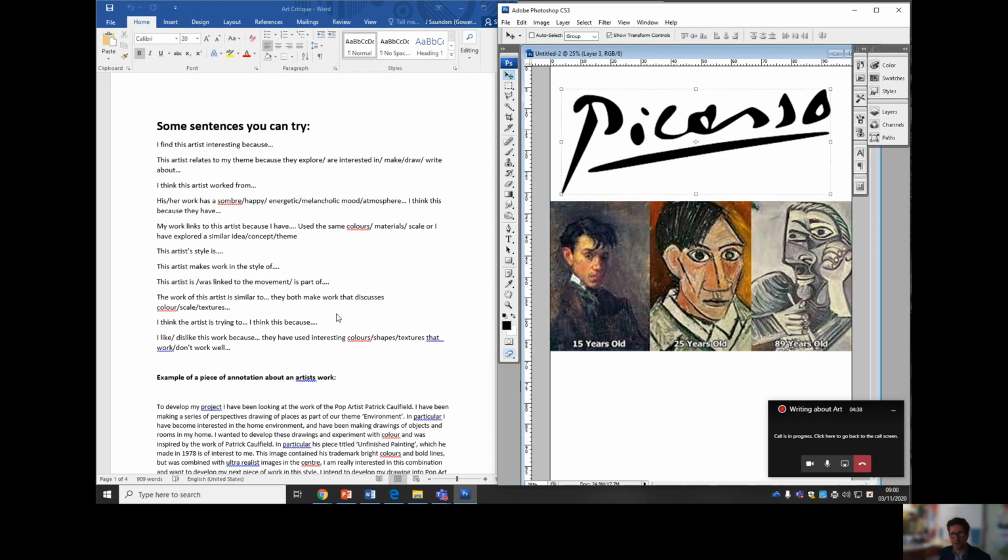So these are some sentences that can help lead into this sort of information. I find this artist interesting because the artist relates to the theme and explores what. So you're talking about why you're doing it, why it's relevant to you.